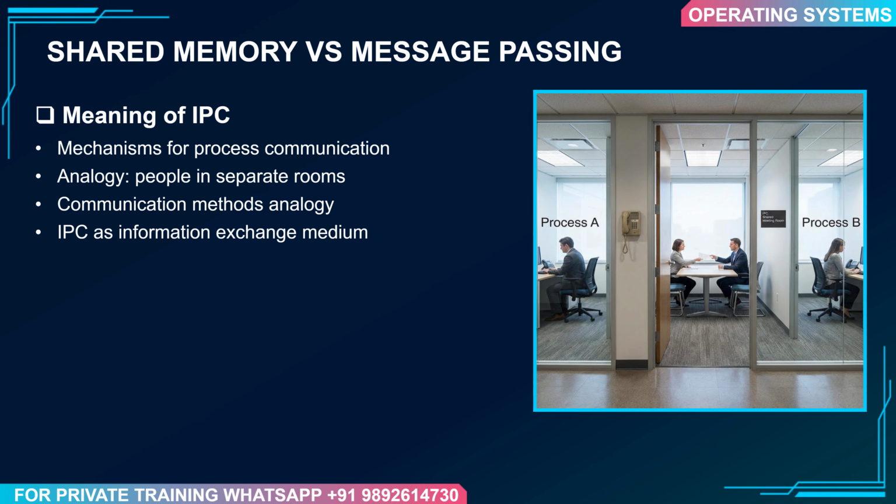You can think of it like people working in different rooms of the same building. Each person has their own room and cannot see what is happening in the other rooms directly. If they want to collaborate, they need some way to exchange information. They might talk through a phone, pass notes, or meet in a shared meeting room. IPC provides similar options for processes.